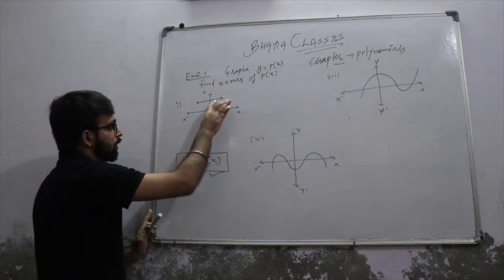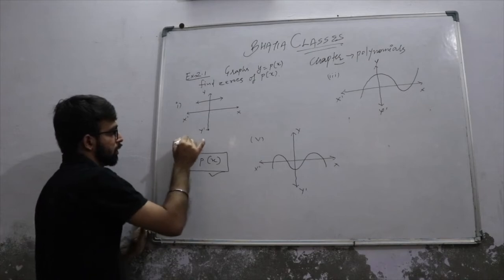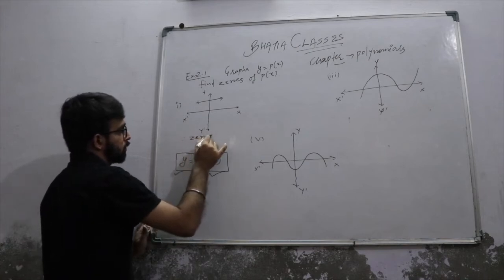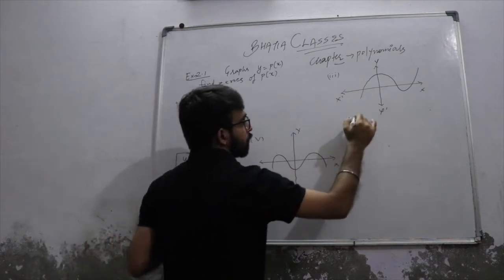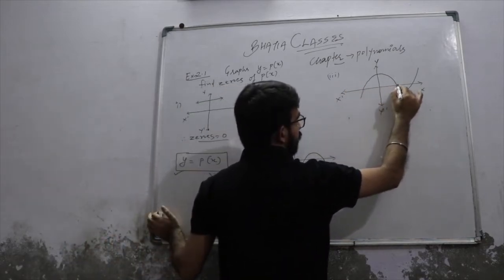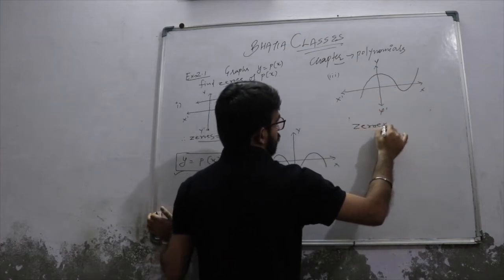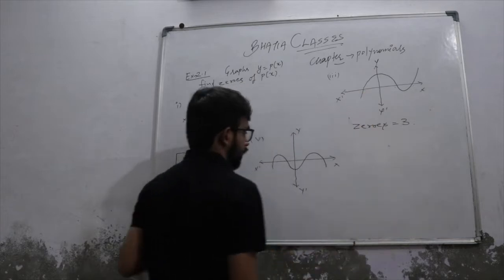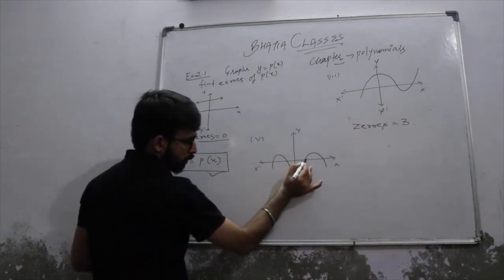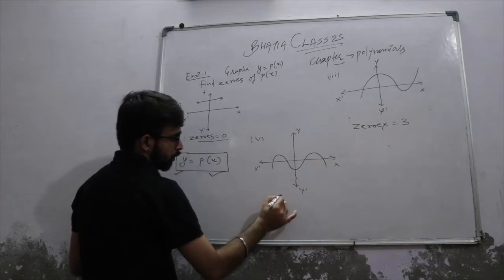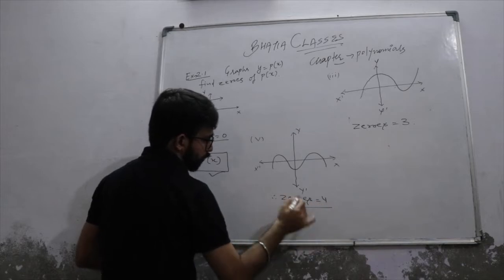Here you can see this graph is not cutting the x-axis. Therefore, the number of zeros is 0. And this line is cutting the x-axis at 3 points. Therefore, the number of zeros is 3. And this graph, 1, 2, 3, 4. Therefore, the number of zeros is 4.